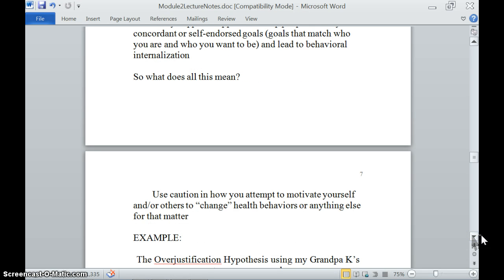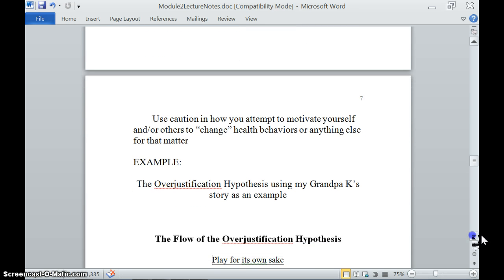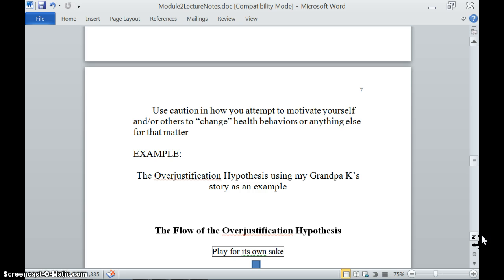So what does all of this mean? Again, I'm giving you a very quick introduction, quick tutorial, but use caution in how you attempt to motivate yourself, right? If you're just trying to motivate yourself to lose pounds to go on spring break, good luck with that over a long period of time, right? If you're trying to eat certain foods to lose weight, what happens when you don't lose the weight? Or where is this coming from? Is it coming from societal expectation, pressure, or is it coming from something inside, what you really want to do?